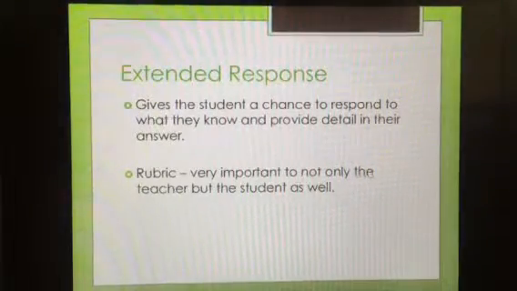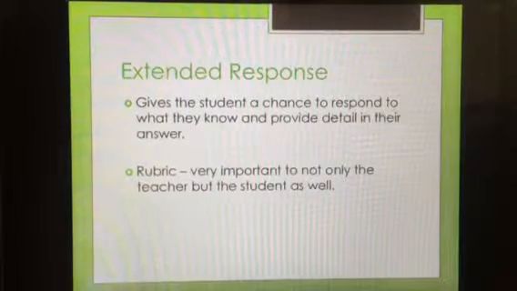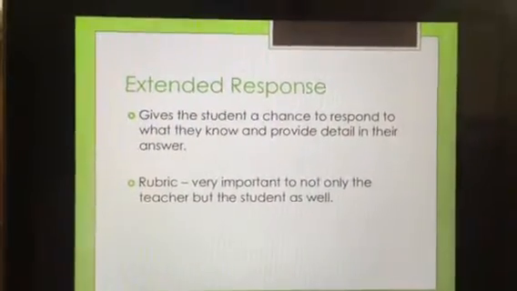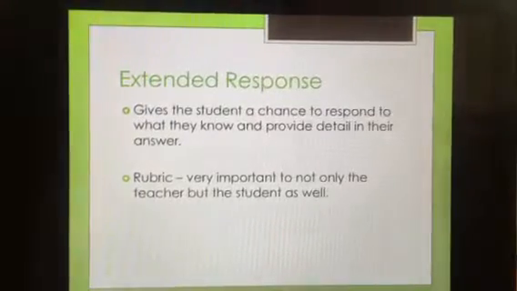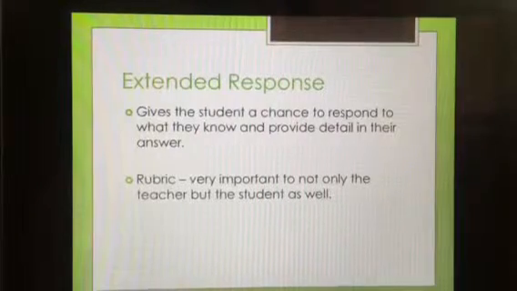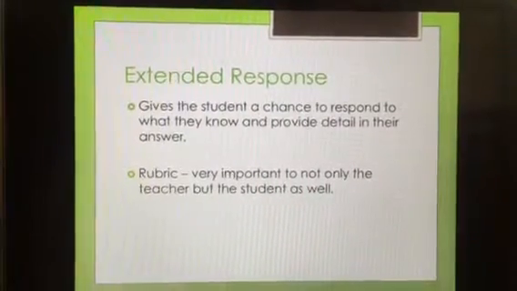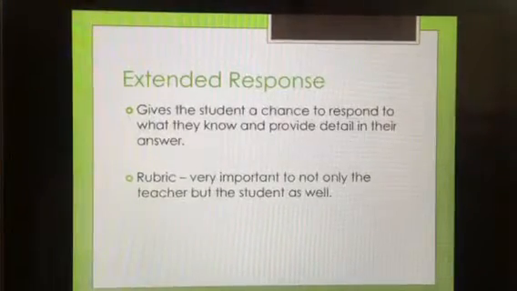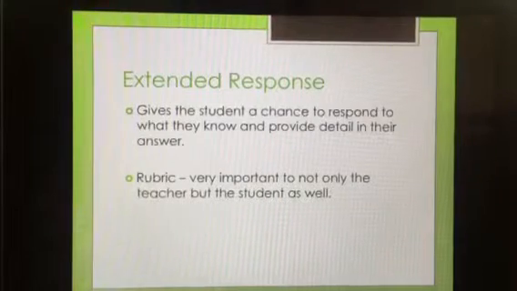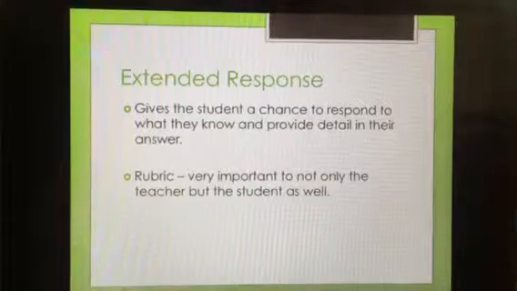Moving on to extended response. Extended response is one type of assessment that I really enjoy. I have always liked extended response. It gives the student a chance to respond to what they know and provide detail in their answer. Giving an answer and supporting it is really important to me. I think it's great to see what the students know and what they don't know. It's really good to see what they need help on, and maybe if they're just a little confused in one area, just seeing their answer really gives a lot of feedback for them and you as a teacher.